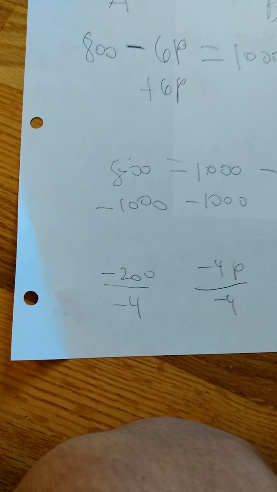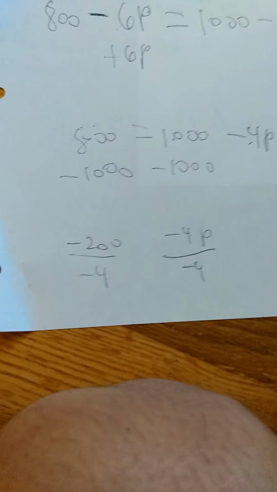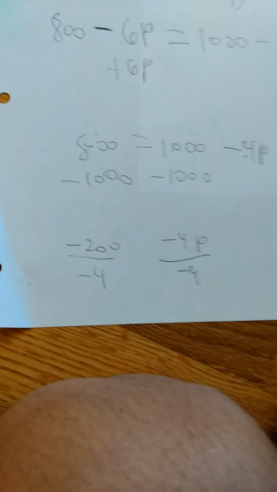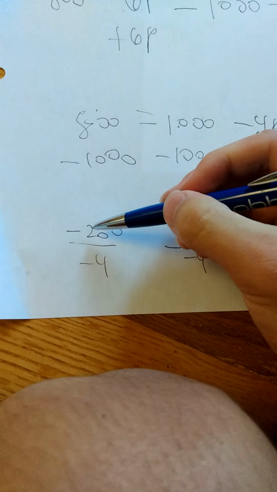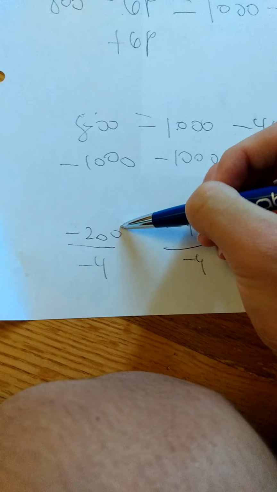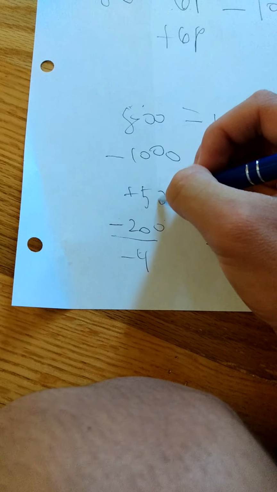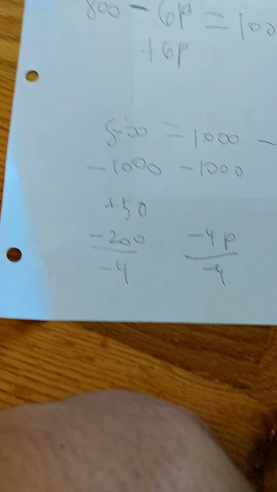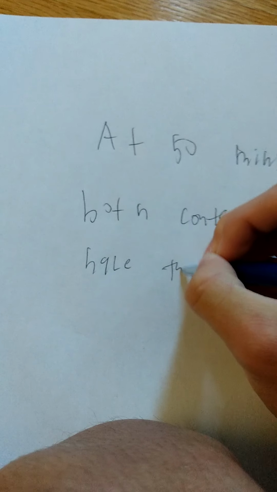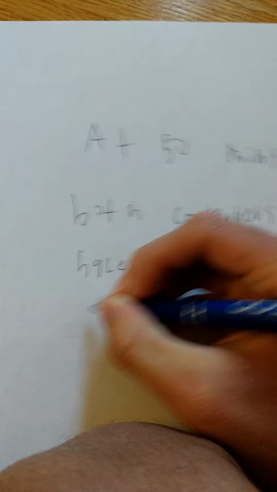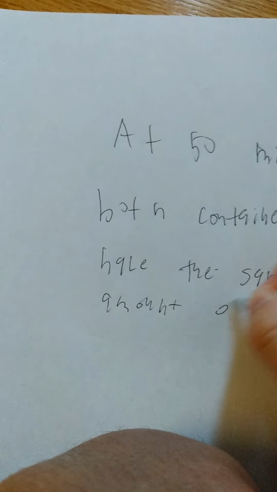Since negative divided by negative is going to be a positive, the same rule applies for multiplication. So, negative 200 divided by negative 4 would bring us to positive 50. So, at 50 minutes, both containers have the same amount of water.